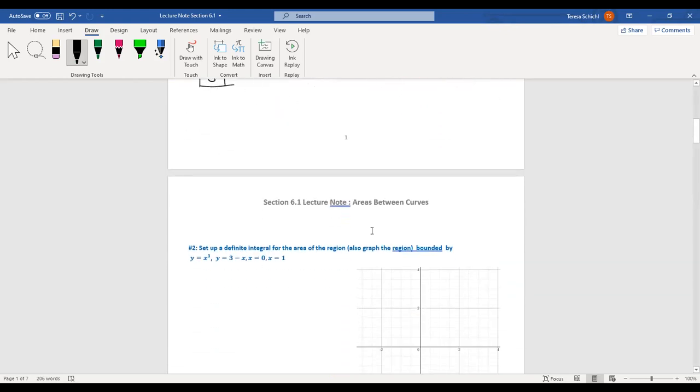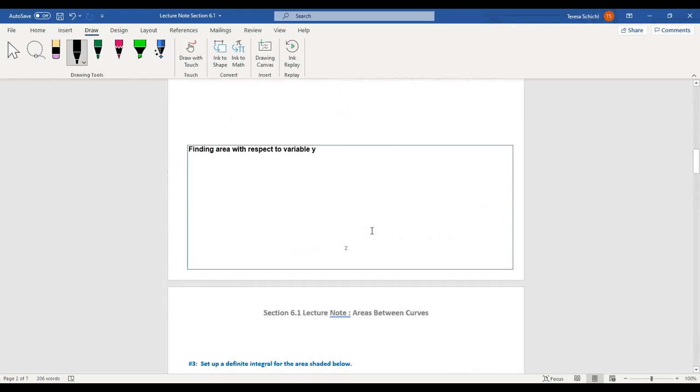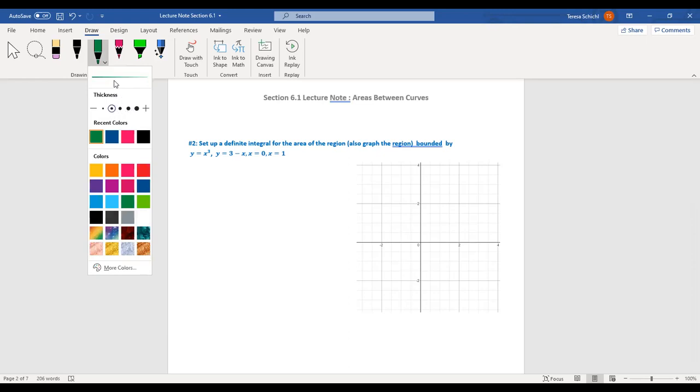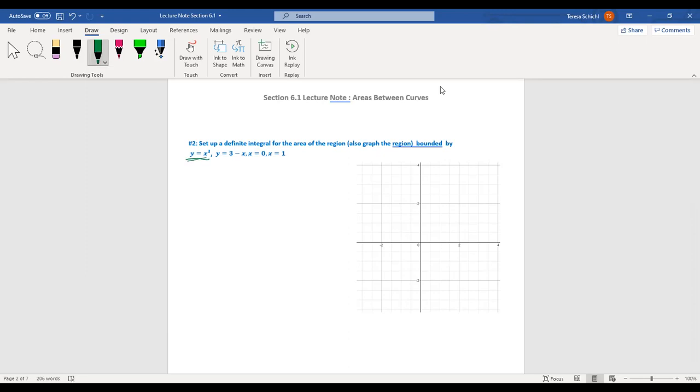Okay, so now let's take a look at the second problem here. The second problem is to set up a definite integral for the area of the region bounded by these curves here. Okay, so let's try to graph it first. Let's graph y equal to x cubed.